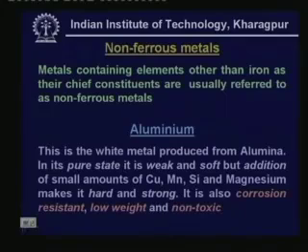So what is aluminium? Aluminium is a white metal produced from alumina. In its pure state it is weak and soft. But by addition of small amounts of copper, manganese, silicon and magnesium, aluminium becomes hard and strong, and obviously it becomes usable. It is corrosion resistant, low weight and non-toxic.